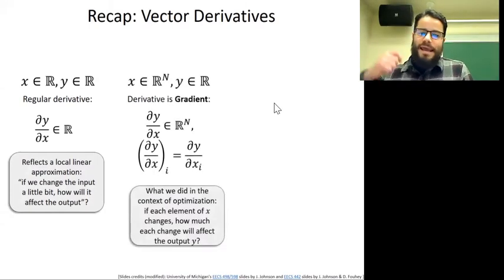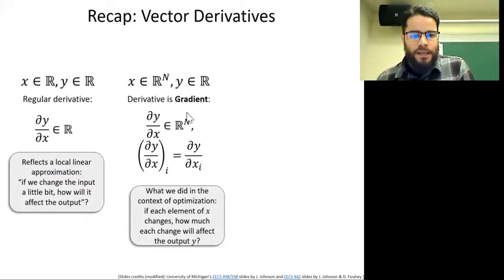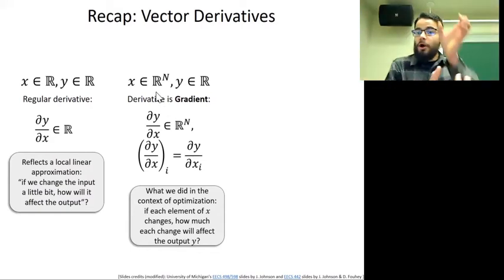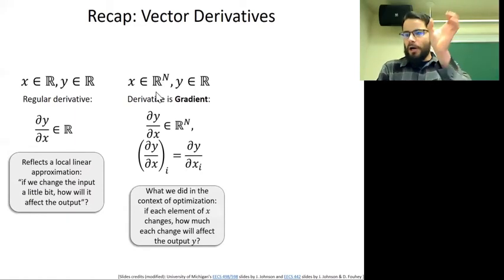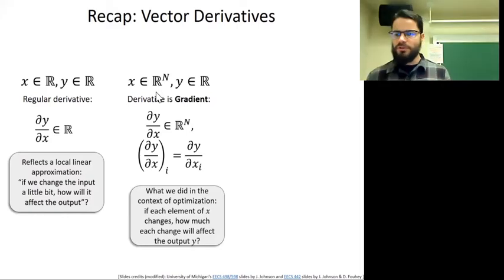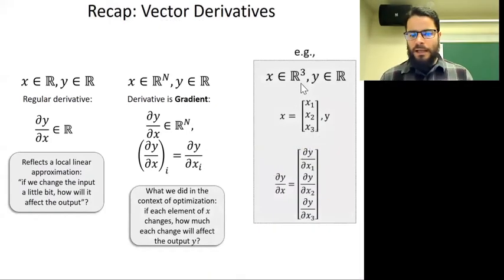Very good. So now what happens if our input is not a scalar anymore? Let's say that the input is a vector, a column vector, for example. The derivative now is called a gradient. And the gradient is nothing else than the composition of the partial derivatives of your output with respect to each of the elements of the input. Okay, so it's actually very simple. We have an illustration of it here.